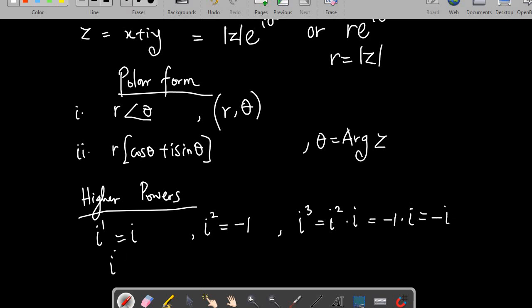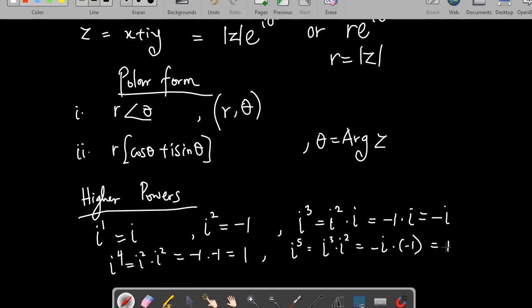What if I have i raised to power 4? I raised to power 4 is i squared times i squared, and i squared is minus 1 times minus 1, which is 1. Then what if I have i raised to power 5? I raised to power 5 is i raised to power 3 times i raised to power 2. I raised to power 3, we did it here, is minus i, and i squared is minus 1. So that means i raised to power 5 is simply i. Now you will realize something.